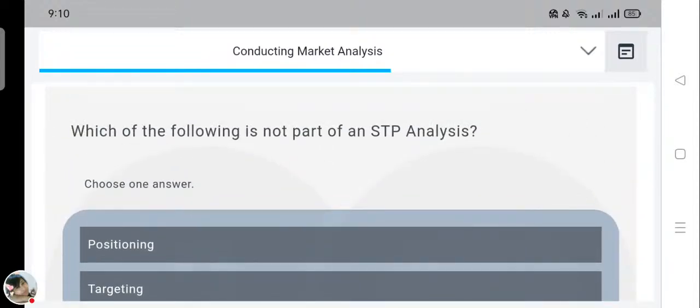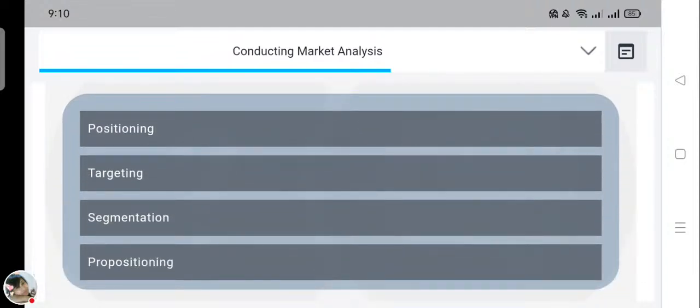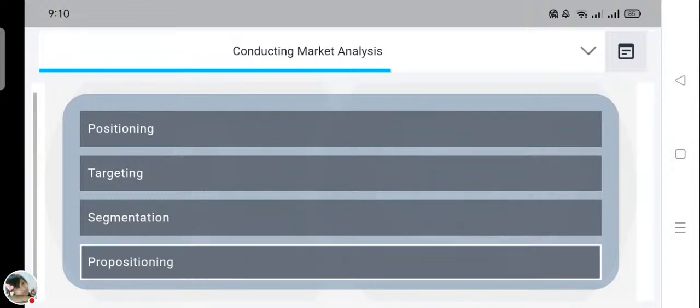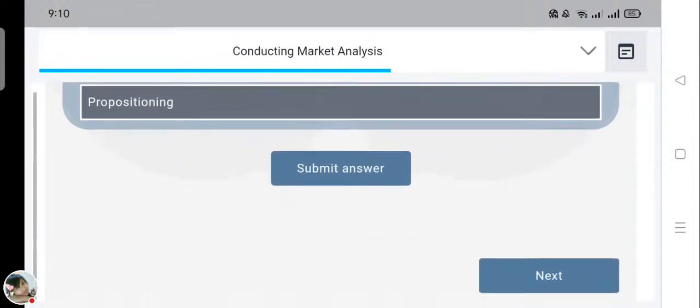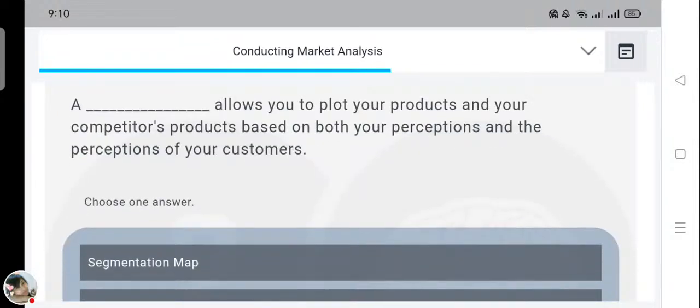Aralin mo ito. Which of the following is not part of the STP? Is the, ano ba yung ano kanina? Sagot propositioning. Ito yon, yung hindi part. Ayun, tama na to kasi nagkamali na tayo kanina.